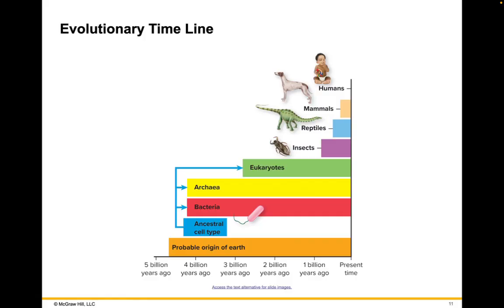And then later, we see eukaryotes come into play. And eukaryotes are cellular organisms that do have a nucleus. And then insects, reptiles, mammals, and finally humans evolve. And all of these are types of eukaryotes. Insects, reptiles, humans, which are a type of mammal, have a nucleus.